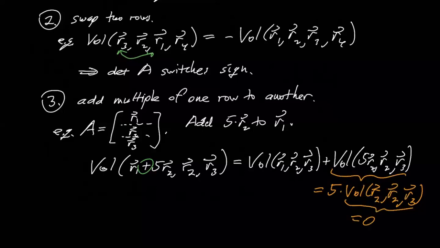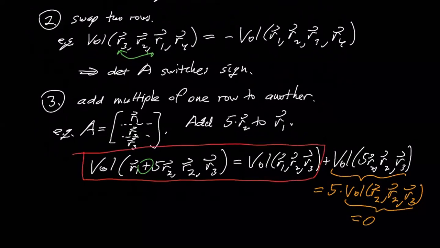And so what that means is that these two things are equal. In fact, this just equals that. We don't even have to worry about this part. And that's kind of amazing because it means that the volume's not changed, which means the determinant is not changed. So in this case, the determinant of A is unchanged.